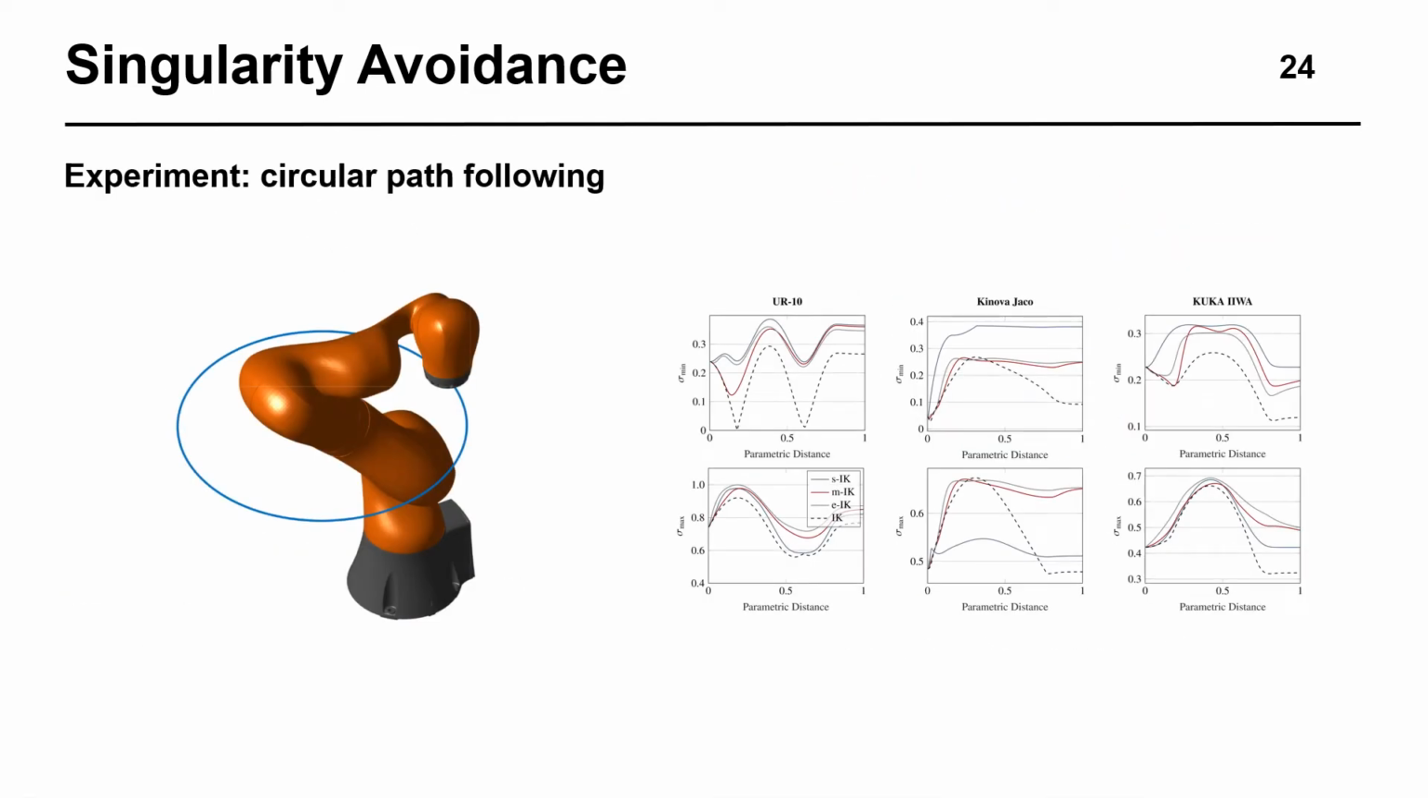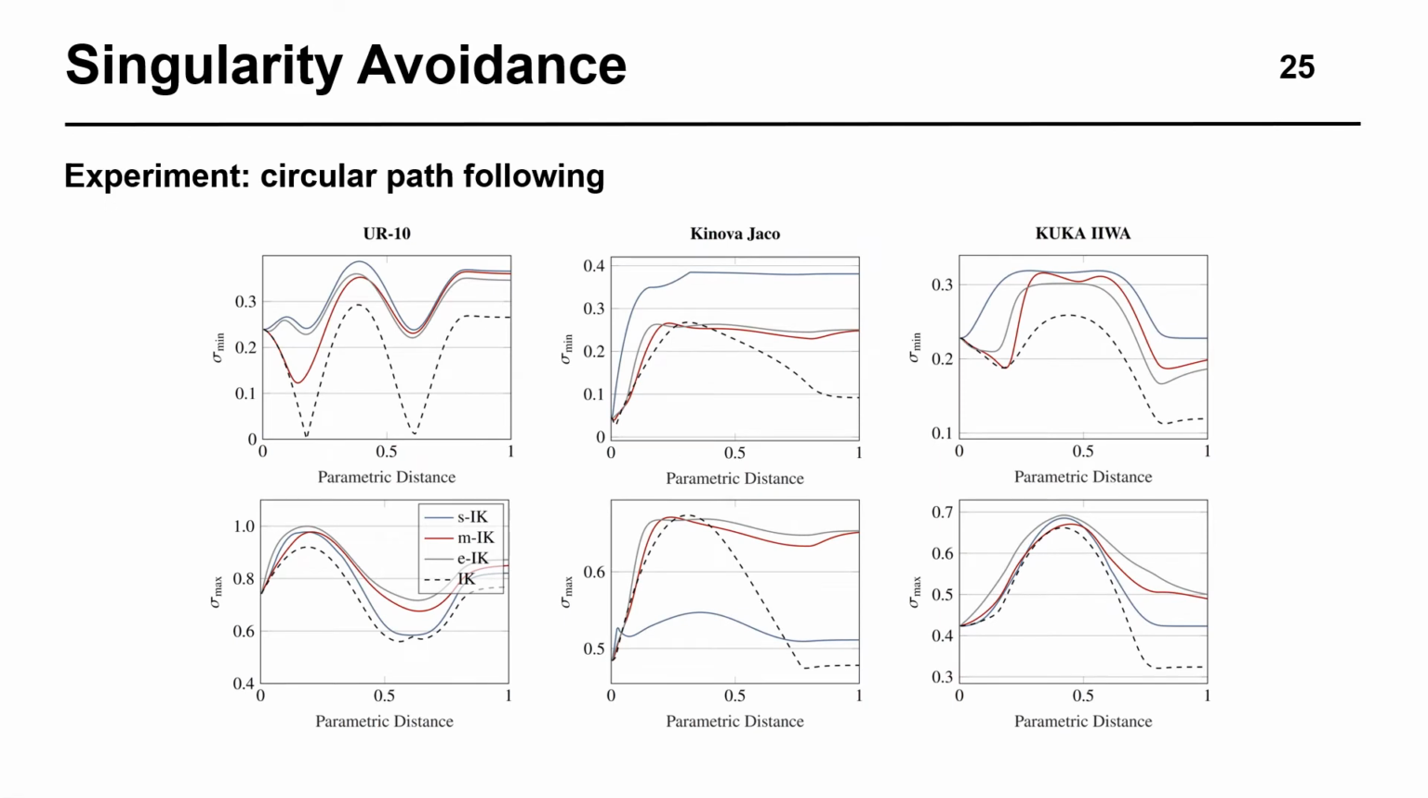We evaluated our approach by following a circular path with different manipulators, while minimizing the geometry-aware singularity index. The plots in the top row show the lowest singular values of the Jacobian matrix, which is the most direct indicator of proximity to a singularity.